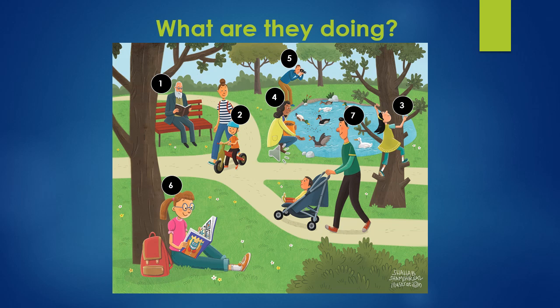Okay, here's a more advanced photo, and this is going to be more what we are doing in the next lesson. So as you can see, there are seven different people doing different things. The order doesn't matter. You could go from number one to number seven. You could do them in clockwise order. You could go from left to right, top to bottom. There's no correct way to do it.